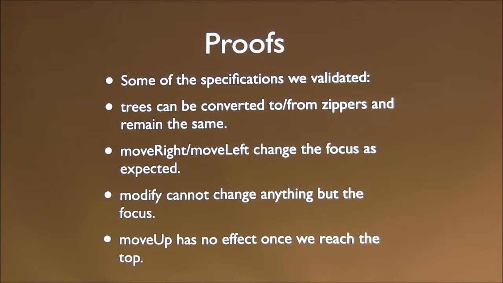So let's see. In this project, I did some proofs to show that you can convert back and forth like we saw, that move right and move left do what you expect as far as getting different parts of the tree, and that when you run modify, the only thing that can be touched is the focus. It can't go and change the context. So you can have some safety guarantees there that you're only touching the part that you think you are, and you're not accidentally escaping and going off to the side. And that move up doesn't do anything once you go to the top. You can prove that there's no errors or other weird things.